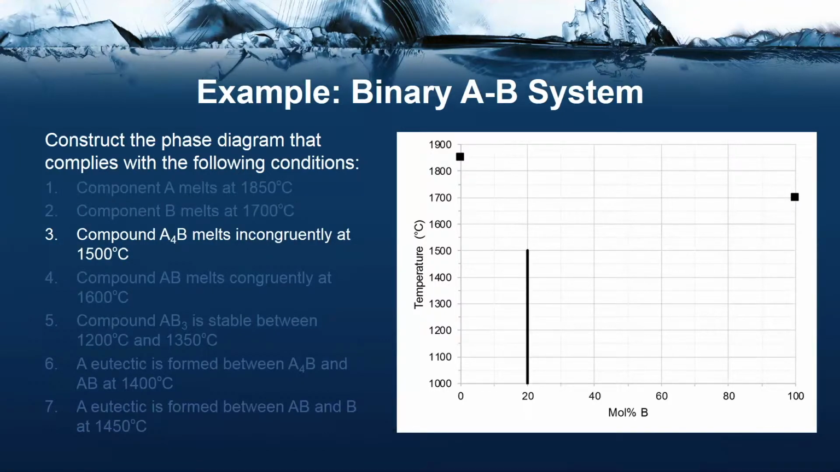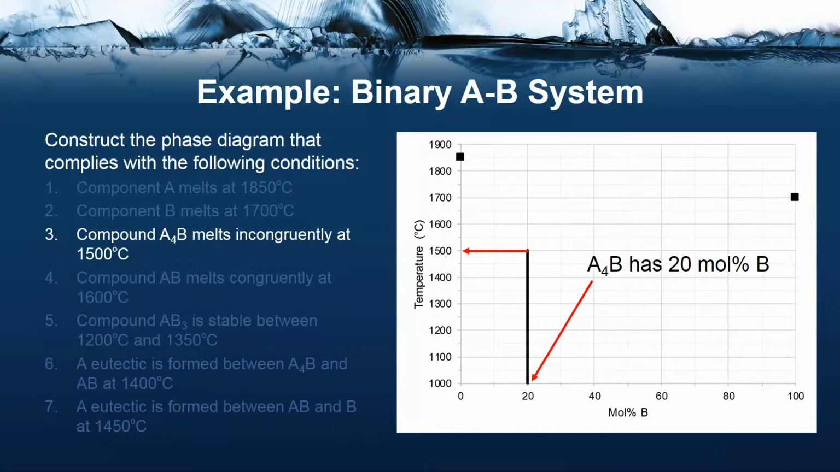The third condition says that we have an intermediate compound, A4B, that melts incongruently at 1500 degrees Celsius. First, the stoichiometry of A4B says that we have 20 mole percent B, that is here. Second, the criterion says that this compound melts incongruently at 1500 degrees Celsius. It doesn't say anything about the compound decomposing at temperatures lower than this.